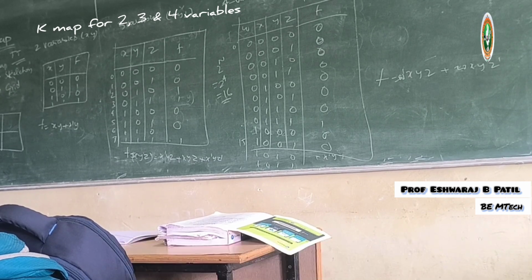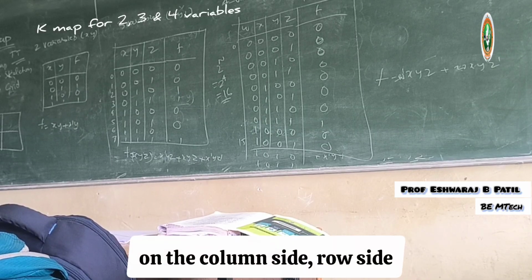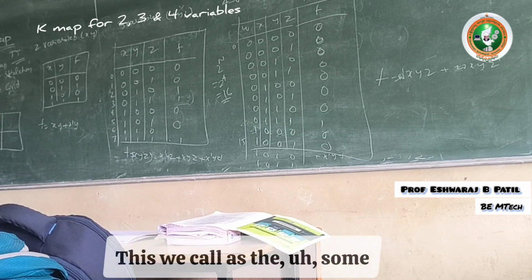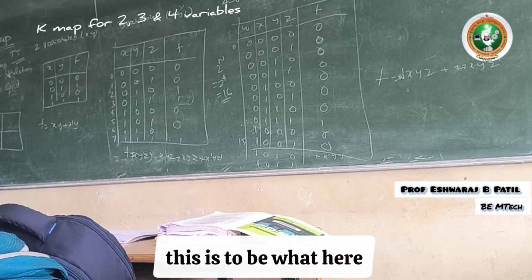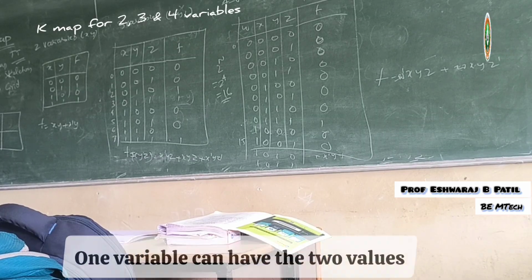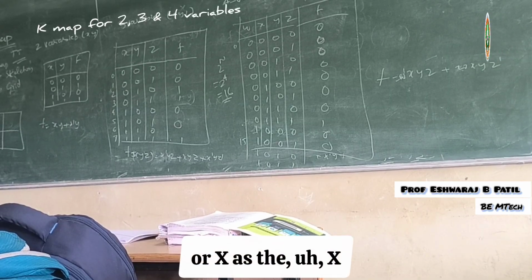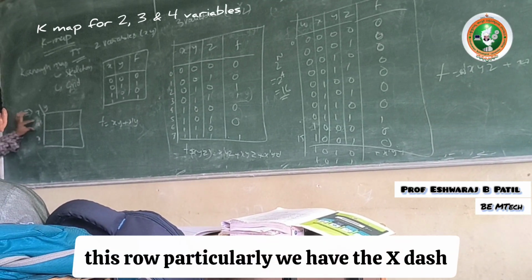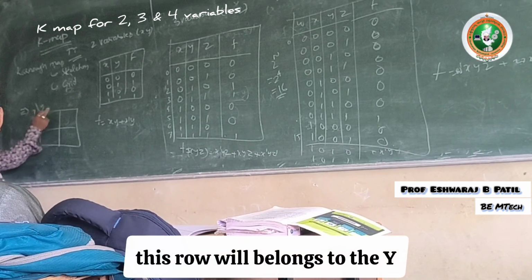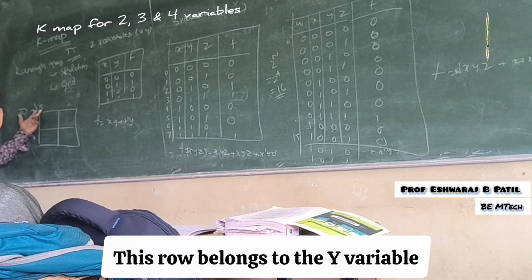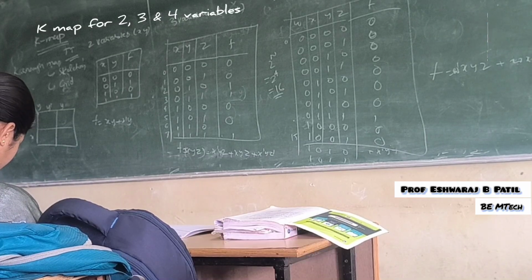2 variables are there, no? x is on this side, y is on this side. One variable is considered on the row side, another on the column side. One variable can have 2 values, either 0 or 1. So I write x as x dash or x. This row belongs to x dash, this row belongs to x only. Similarly, this belongs to the y variable, so I write y dash, y dash, y dash and y.